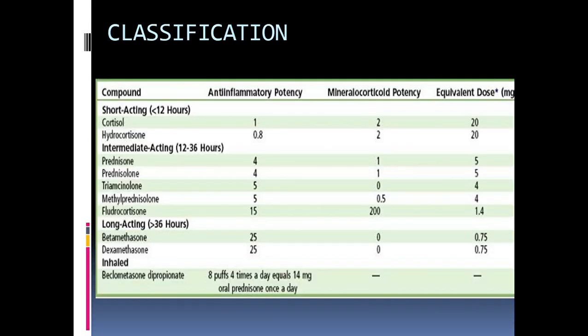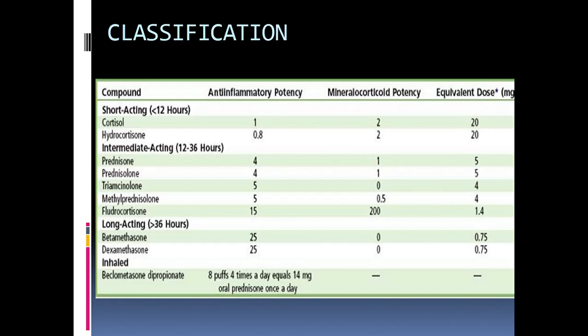Coming to the classification of glucocorticoids, there are many types, like short acting, which acts for less than 12 hours, for example cortisol and hydrocortisone. Cortisol has anti-inflammatory potency of 1, mineralocorticoid potency of 2, and equivalent dose of 20 mg. Hydrocortisone has anti-inflammatory potency of 0.8, mineralocorticoid potency of 2, and equivalent dose of 20 mg.